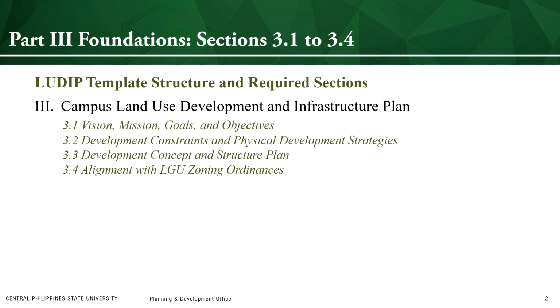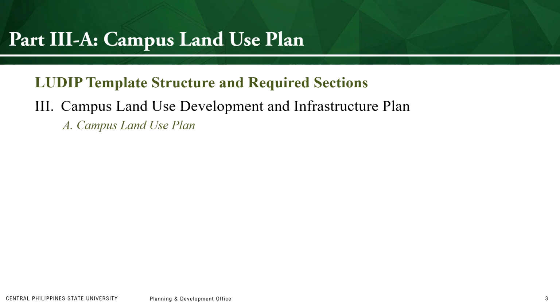It's a legal requirement. Group A, Campus Land Use Plan, is where you define how every part of your campus will be used. Section 3.5, Land Use Allocations. Define and map the zones. Academic areas, residential zones, support service areas. Provide a visual and narrative overview of land use designations across all campuses.